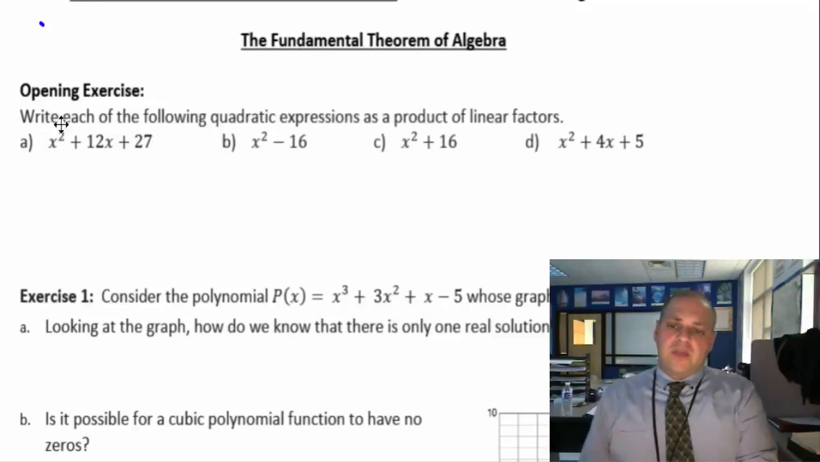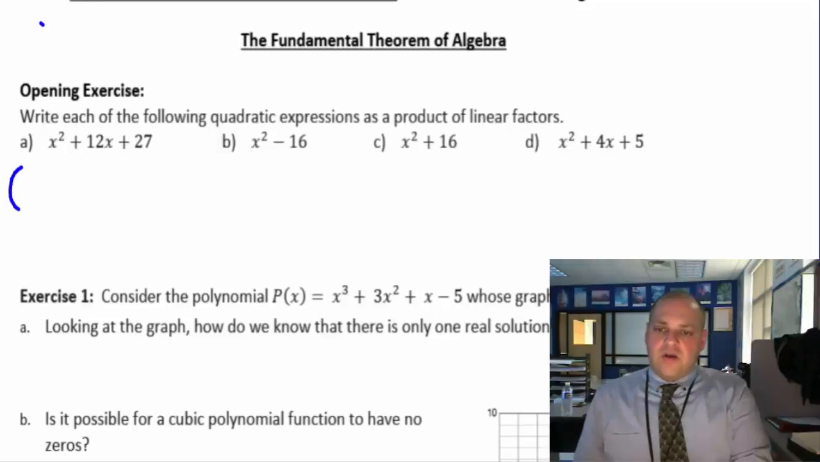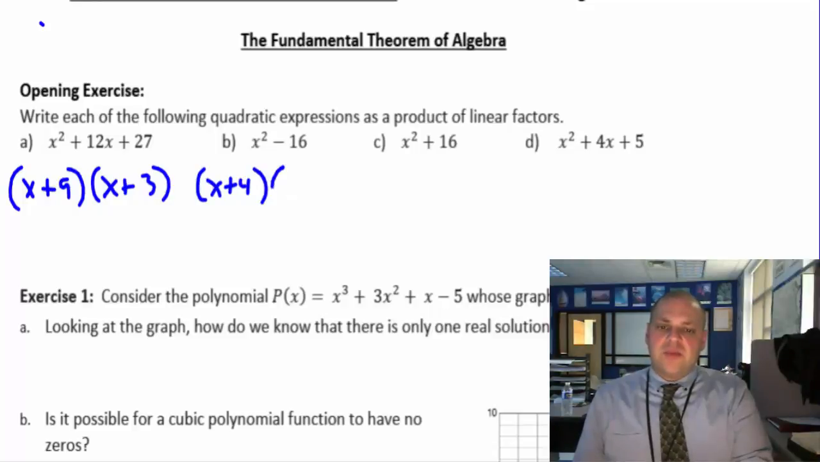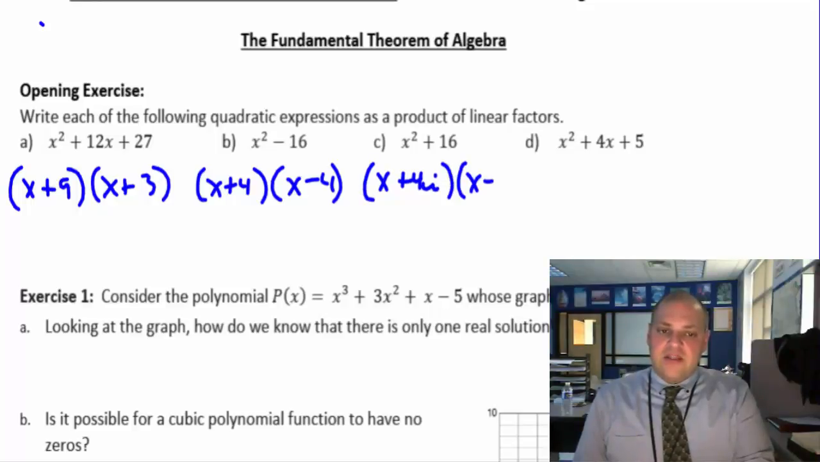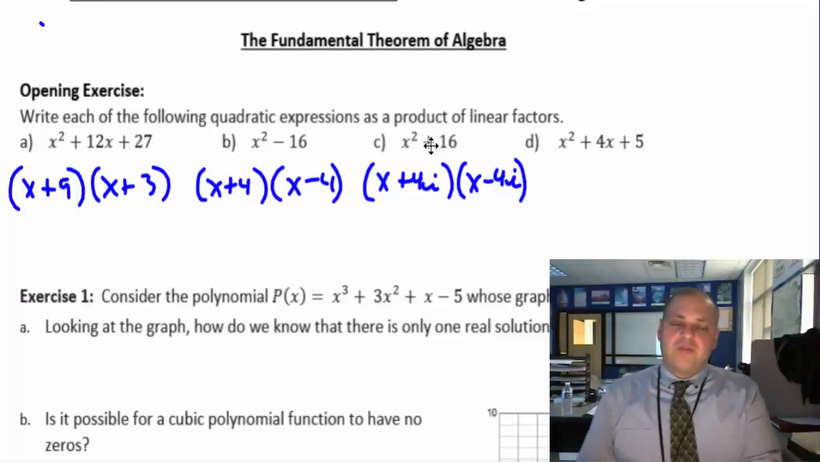Okay, so in our opening exercise, we're just going to factor. We already know how to factor, right? We're going to do this real quick. x plus 9, x plus 3. Here we have x plus 4, x minus 4. These are things we should be able to do in our head. That's why I'm doing them quick here. x squared plus 16, we just did this, right? It can't be factored with real numbers. You have to use imaginary numbers. x plus 4i, x minus 4i. Hopefully you remember that from our other lesson.